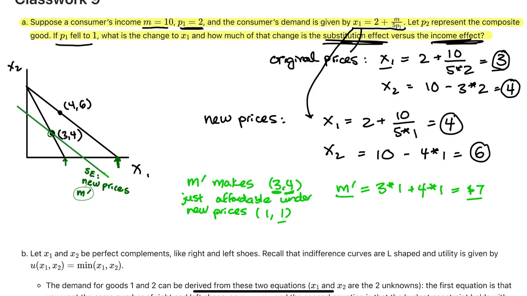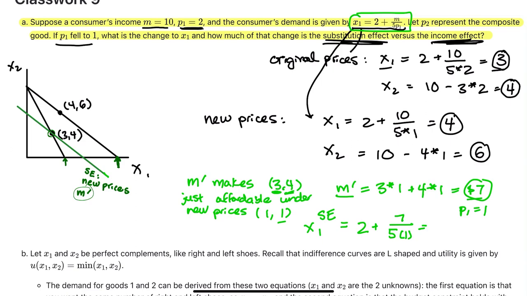So let's do, this is the substitution effect. X1 is, again, we plug it into this formula, but now considering P1 is 1 and M is M prime, which is 7. So our X1 will be 2 plus M, which is 7, divided by 5 times 1, which is, I'm going to need a calculator. Let's see.